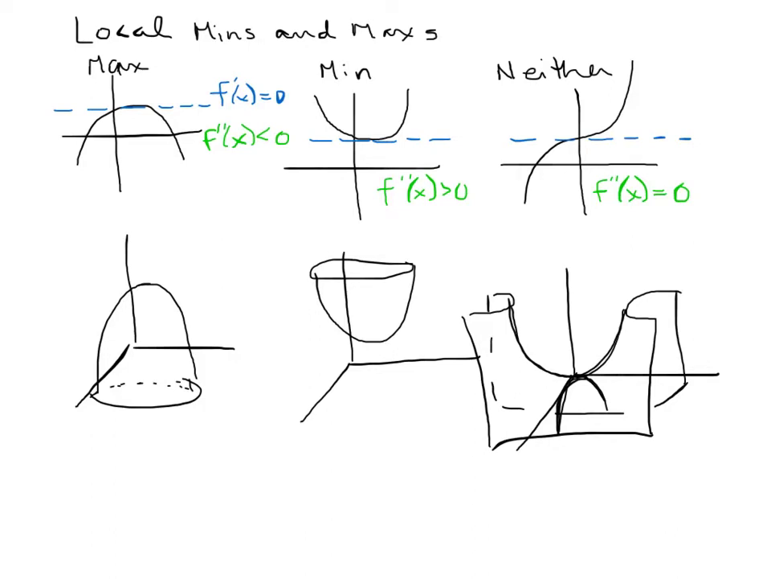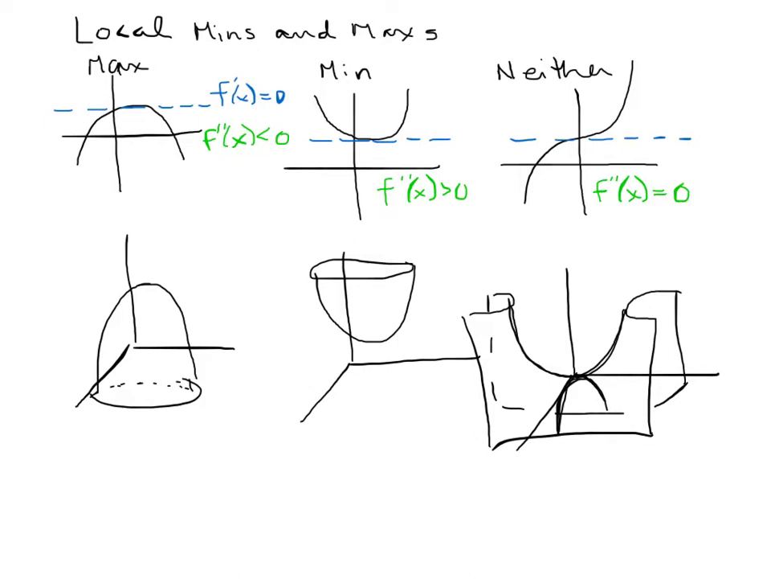And it was also possible to have neither a max or a min, but still have a 0 point or a 0 slope where you have an inflection point. And if that happens, then the second derivative is 0. So we have this second derivative test for local mins and maxes, and there is an equivalent in 3 dimensions.